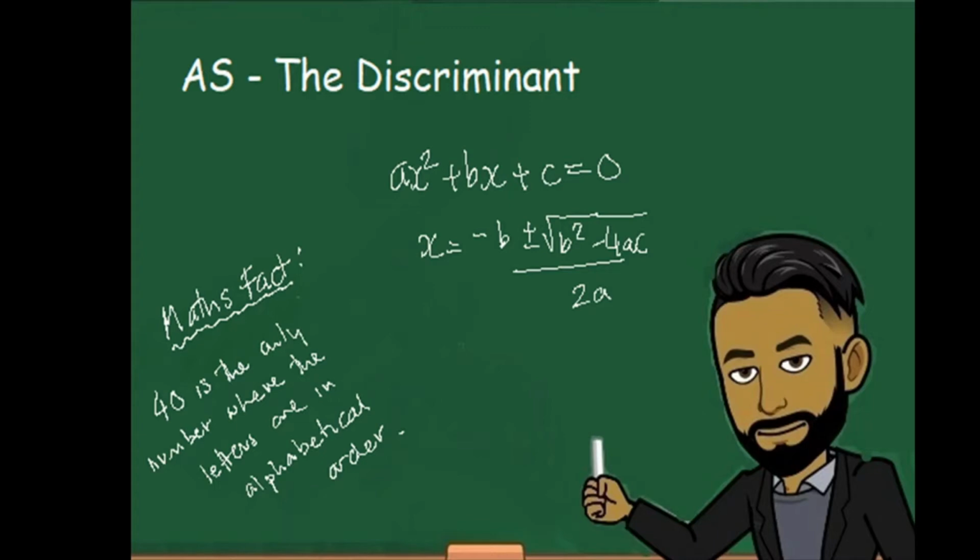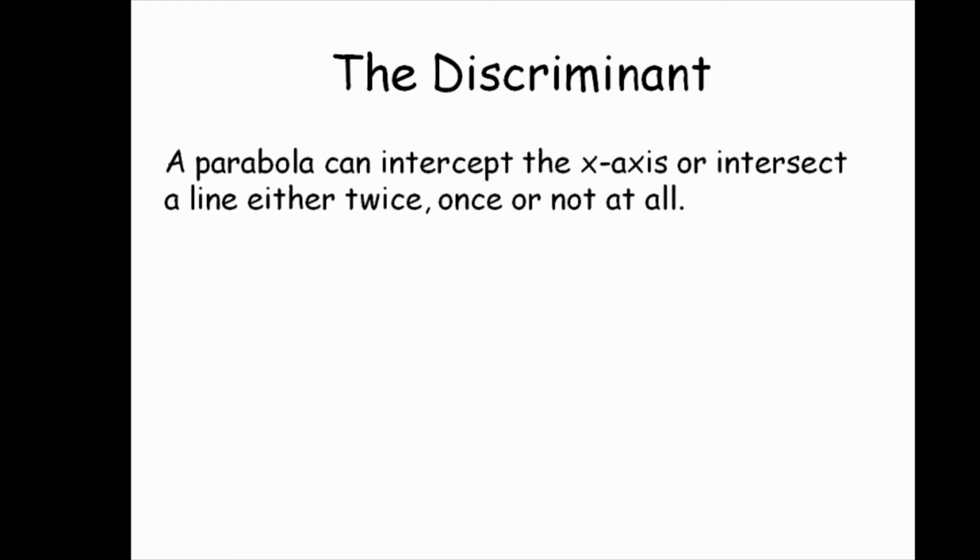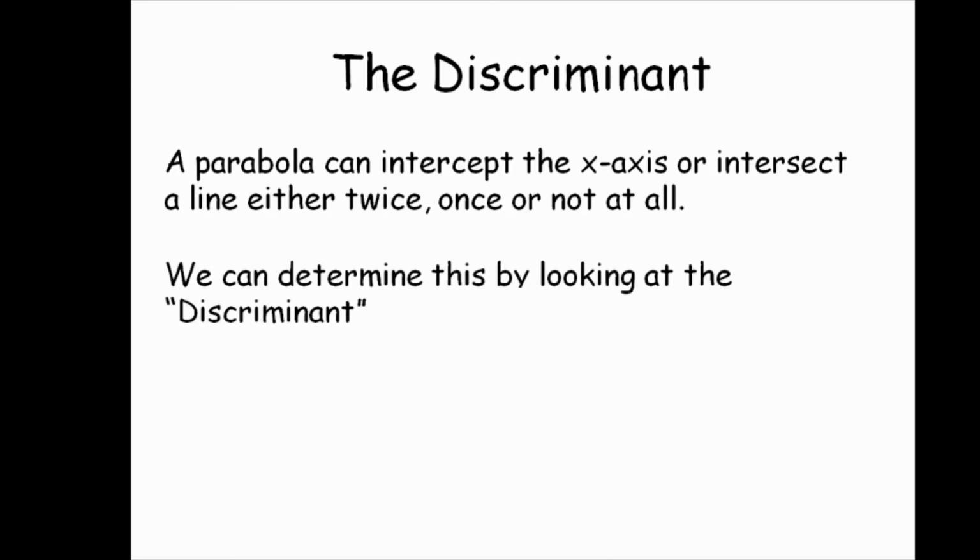So in this video I'll be going over the discriminant. Now this topic is linked with quadratics, it's linked with simultaneous equations, and it's also linked with inequalities. So the discriminant. A parabola can intercept the x-axis or intersect a line either twice, once, or not at all. And we can determine this by looking at the discriminant.